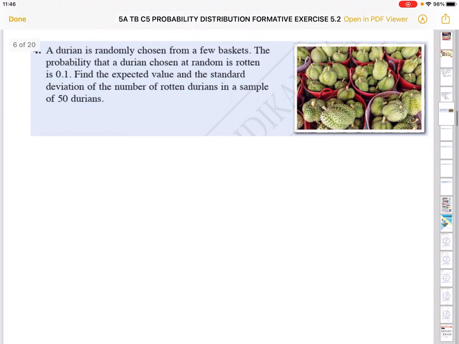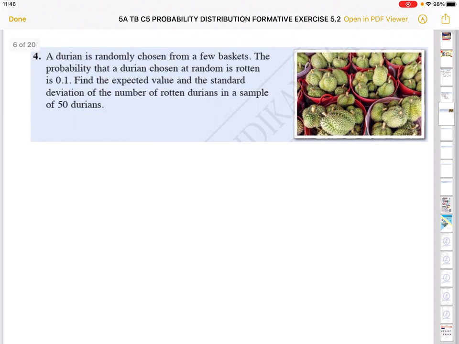So here we have a durian randomly chosen from a few baskets. The probability that a durian chosen is rotten is 0.1. So find the expected value and standard deviation. Now when we talk about expected value, we're referring to the mean. Now, number 1, let's identify your P. You can write P equals to 0.1. Your N is how many durians? 50.